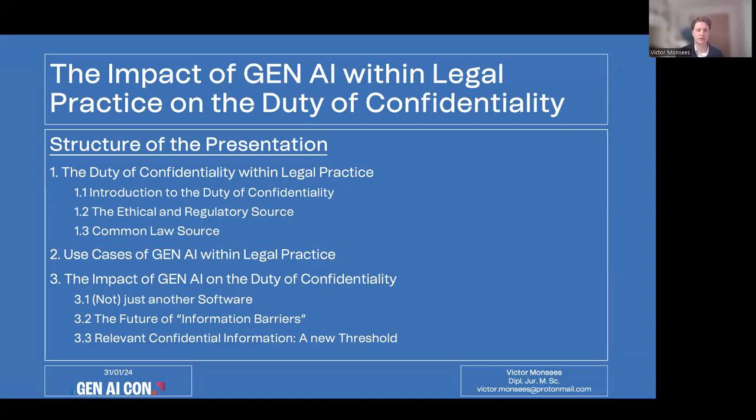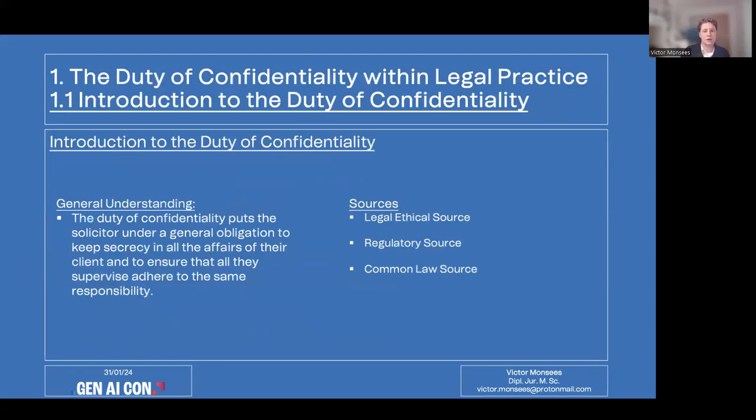And then in the third and final part, I will draw on the foundation of the first two parts and highlight what I think are the most consequential impacts of Gen AI on the duty of confidentiality within legal practice. So let us begin with the first part. What does the duty of confidentiality entail?